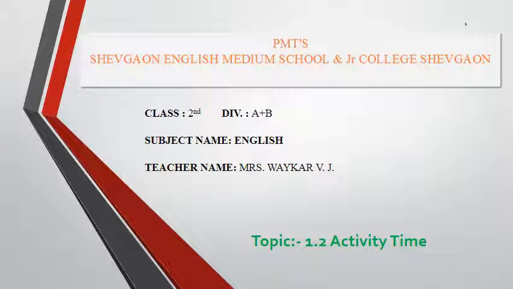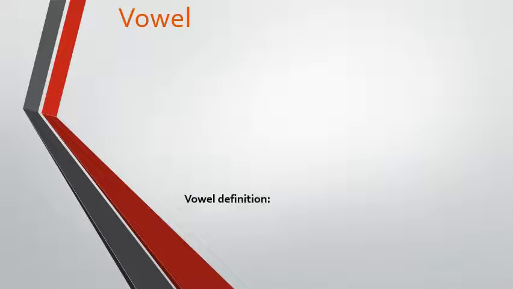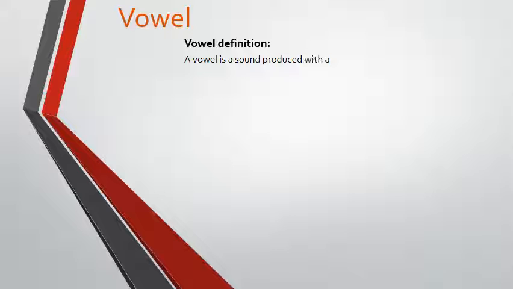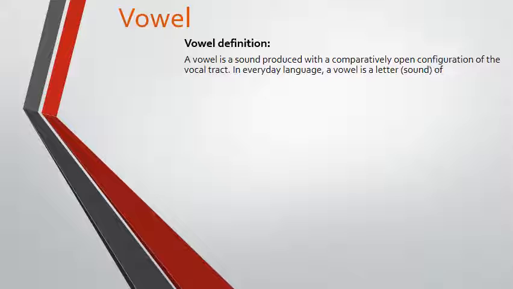So dear students, among them there are some vowels and some consonants. So first tell me the vowels. Now first see the definition of vowel. A vowel is a sound produced with a comparatively open configuration of the vocal tract. In everyday language, a vowel is a letter, that means sound, of the English alphabet that is not a consonant.